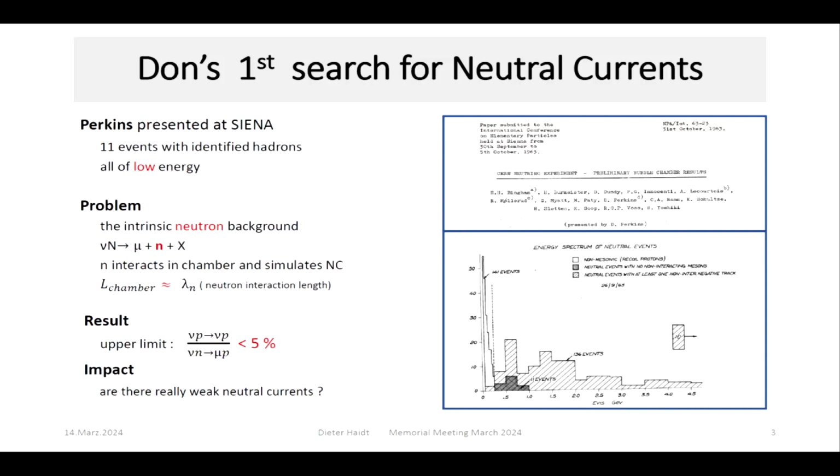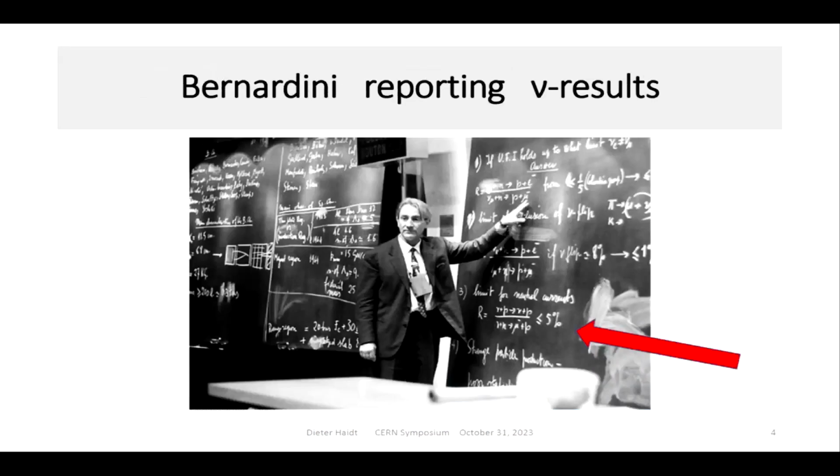numerical statement. So at the end, an upper limit of 5% was given for the ratio of the neutral current elastic cross-section compared to the charged current elastic cross-section. For many people, this was a signal that probably those objects don't exist. Here is the report Bernardini, the director at that time, was giving, and you can see here the 5%.